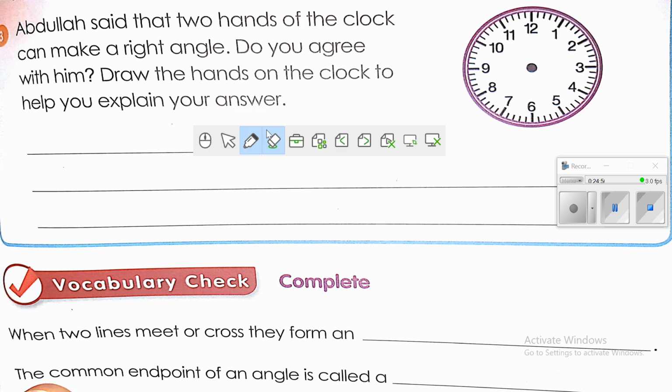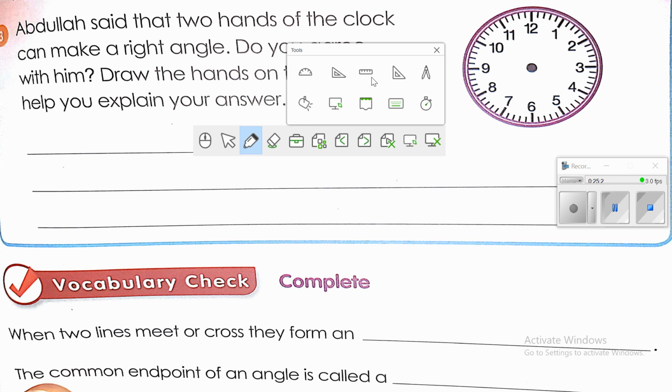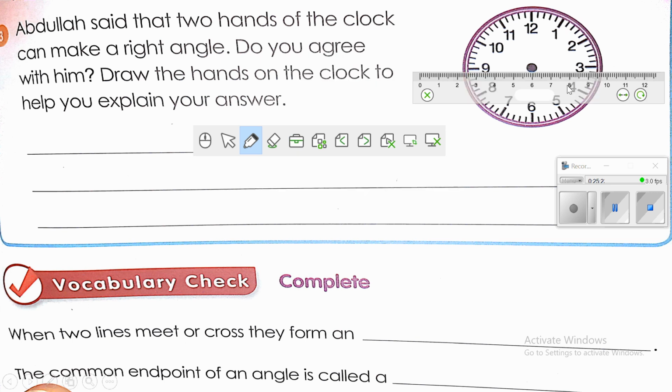Abdullah said that two hands of the clock can make a right angle. Do you agree with him? Draw the hands on the clock to help you explain your answer. So can I draw the two hands in a right angle position? Let's try. If I want to draw the first hand, let's bring the ruler.